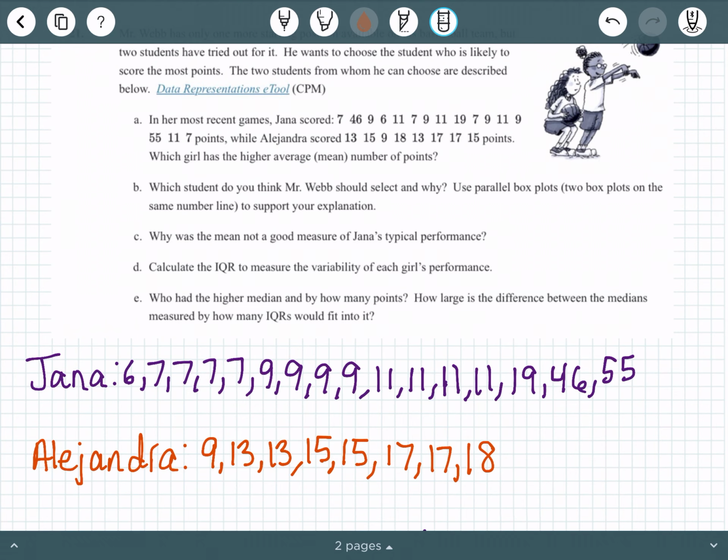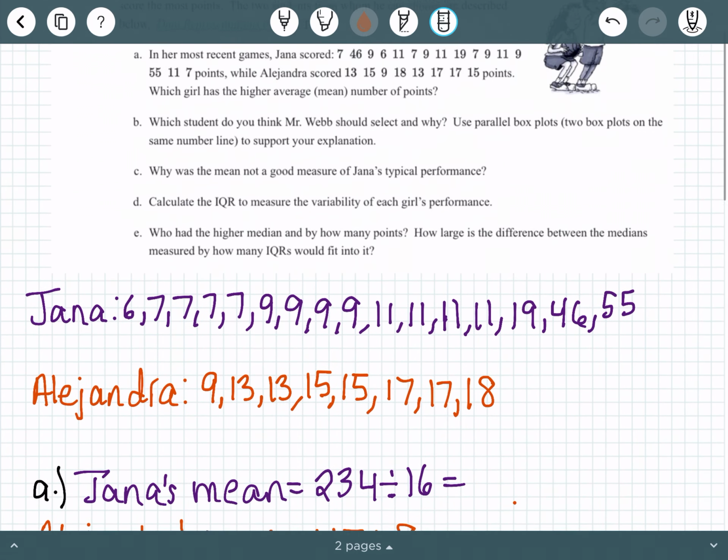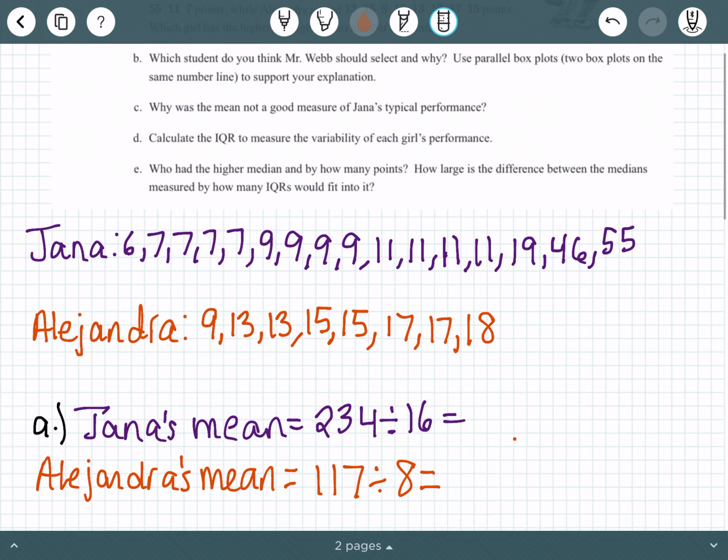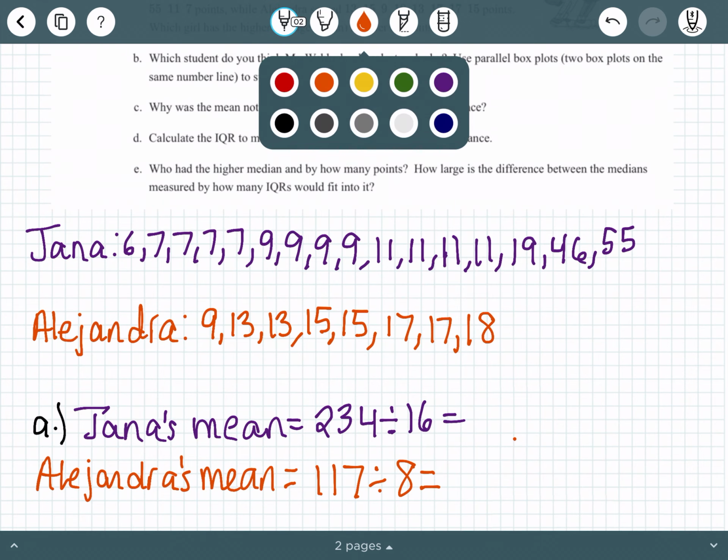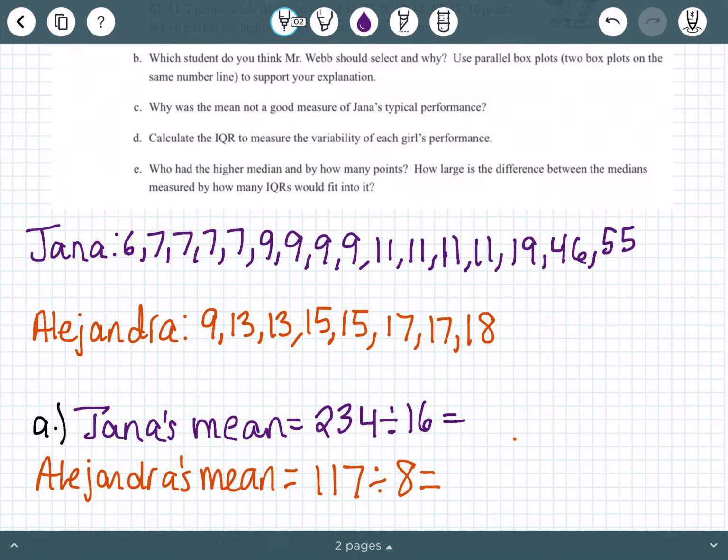So, to find the mean, of course, what we need to do is add up all of the scores and divide by how many there are. So, Jana had a total of 234, and there were 16 scores total for her. So, if we do 234 divided by 16, we end up getting a mean of 14.625.